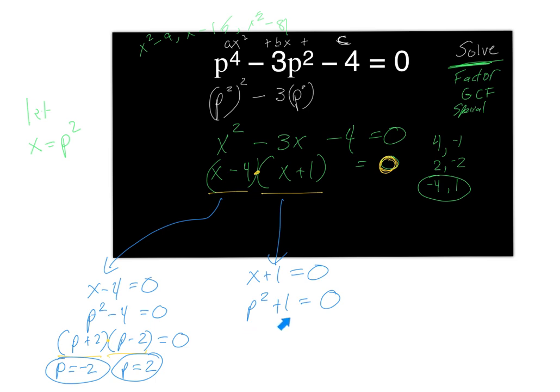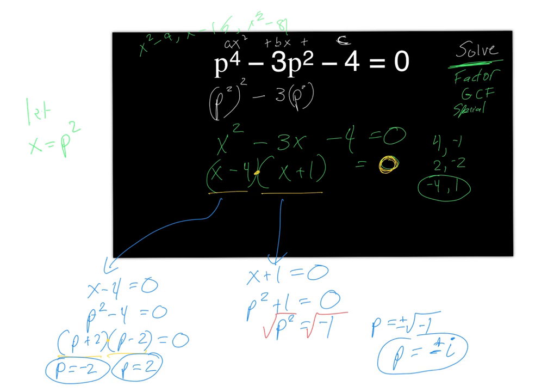And then back with the other equation, subtract 1 from both sides: p squared equals negative 1. The inverse of squaring, to get my p by myself, is square rooting. P equals plus or minus the square root of negative 1, which is the imaginary number i. Square root of negative 1 is i.